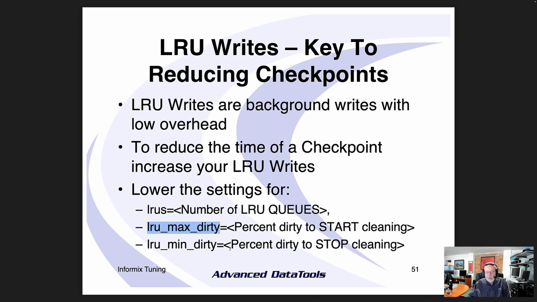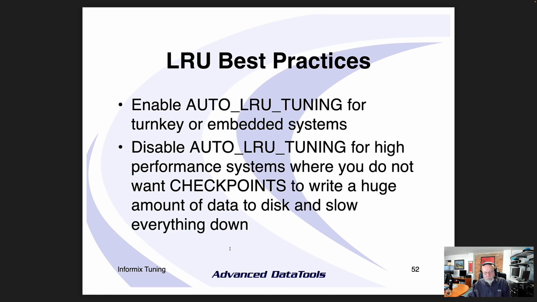You're much better, I think, keeping a low number here. And you can go all the way down to 1 and 2. Start cleaning when 1% of the buffers are dirty. Stop cleaning when 2% of the buffers are dirty. So for turnkey systems or embedded systems without a DBA, auto LRU tuning is great. For a high performance system, you want to turn off auto LRU tuning and manage checkpoints.